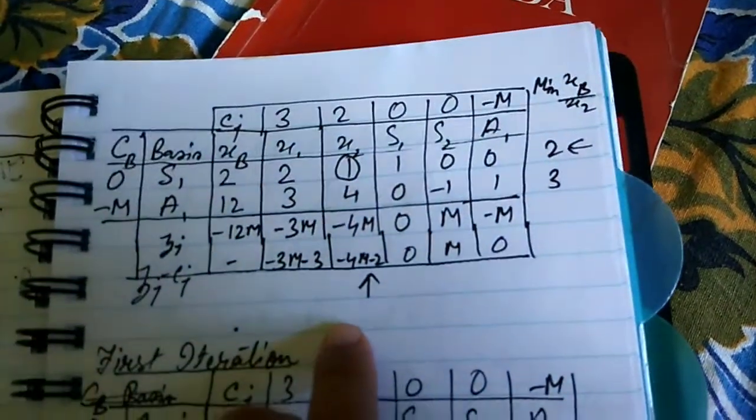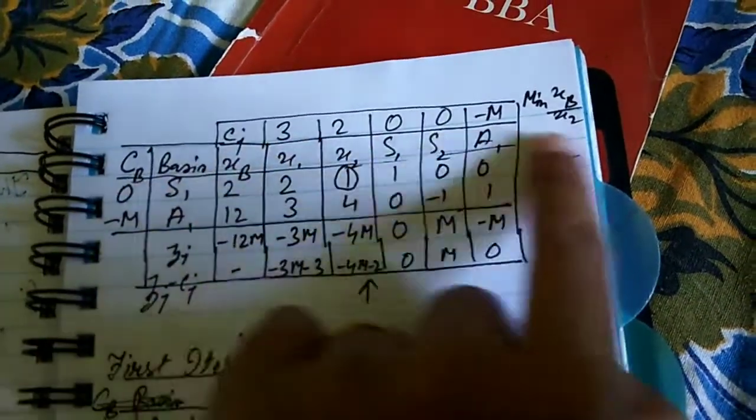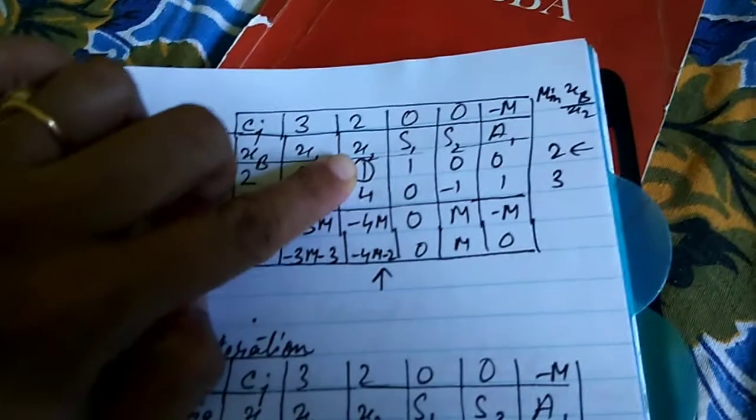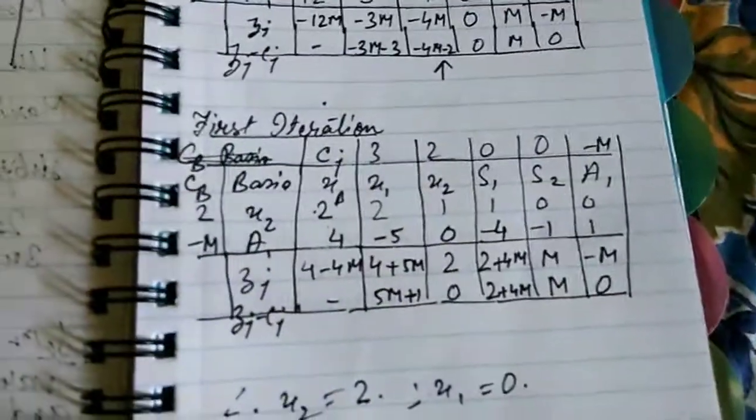And what is our key element here? This is the key column, this is the key row. So, the intersecting one, that is 1, is your key element. Okay, so this is your key element. Now, following the same technique, we will write the first iteration.